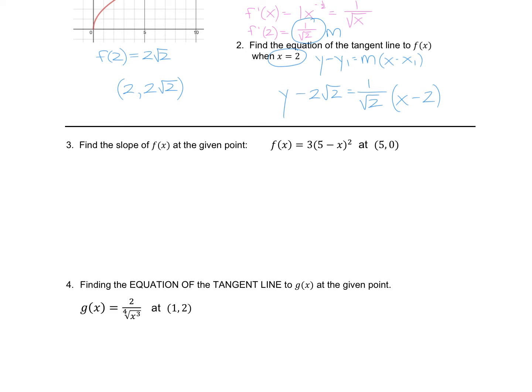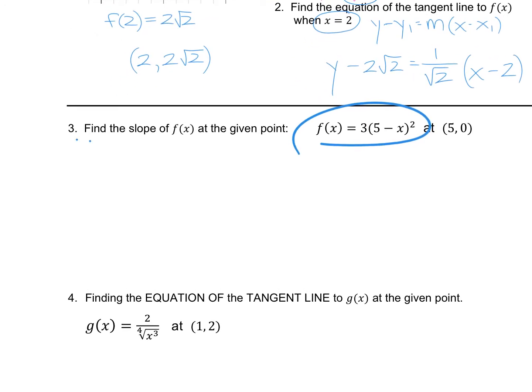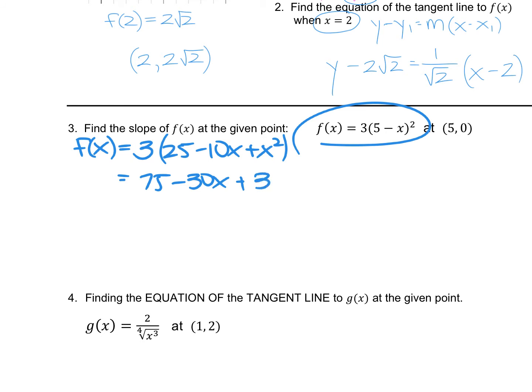Okay? So if this is my f of x, first question, can I find the derivative the way it is right now? No. All right, so what do I have to do to f of x? FOIL, distribute your 3. So I'm going to do a quick foiling and a quick distribution. Oops, that's not a 3. 75 minus 30x plus 3x squared.